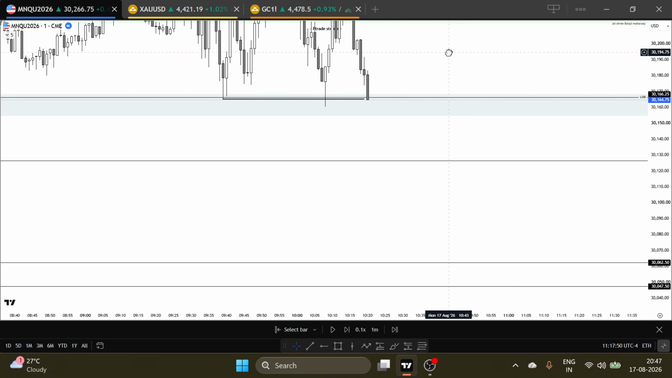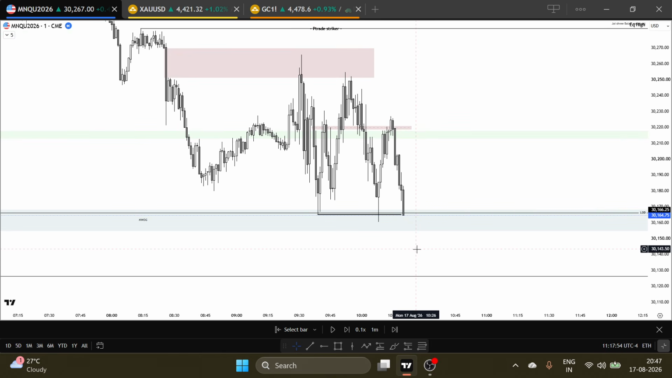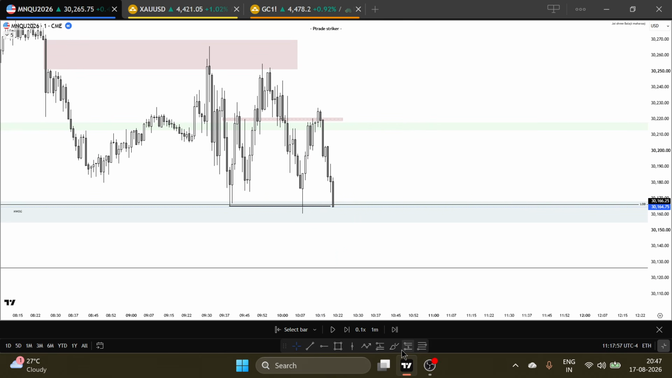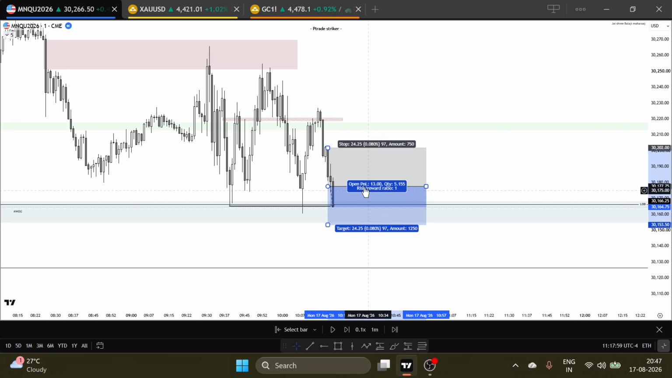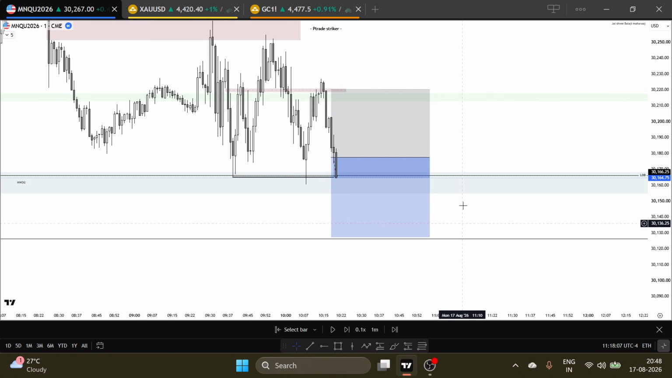So maybe price wants to go down till this H1 FVG, and that's why I took a sell here. And this sell, I should not have taken this sell. I really didn't need to take this sell. My target was the 1-hour low, because here's my mistake. Price already retested this 50% of this NDOG, right?